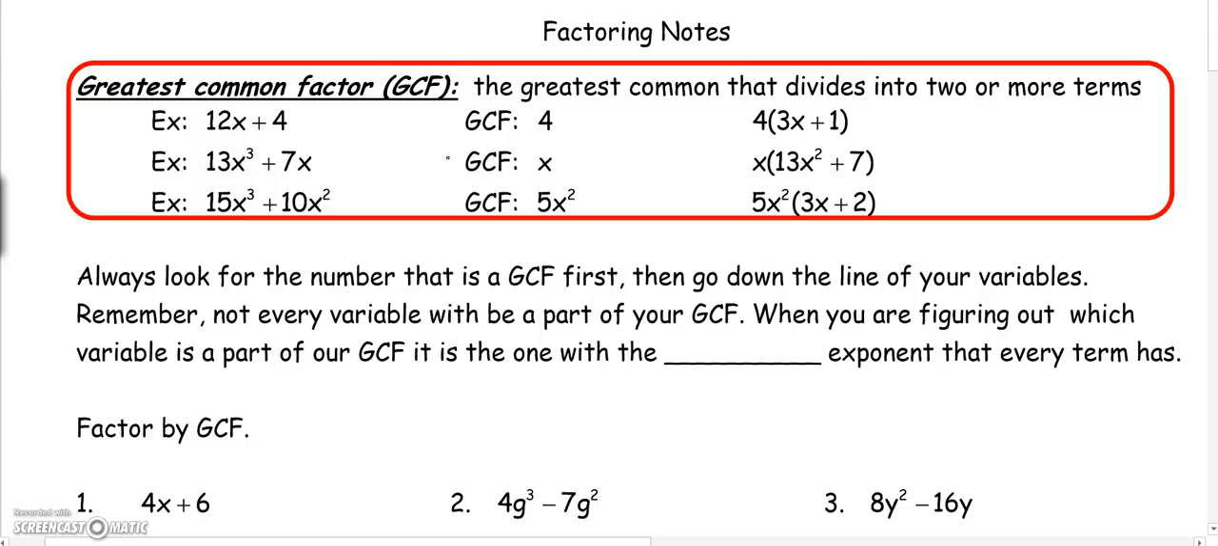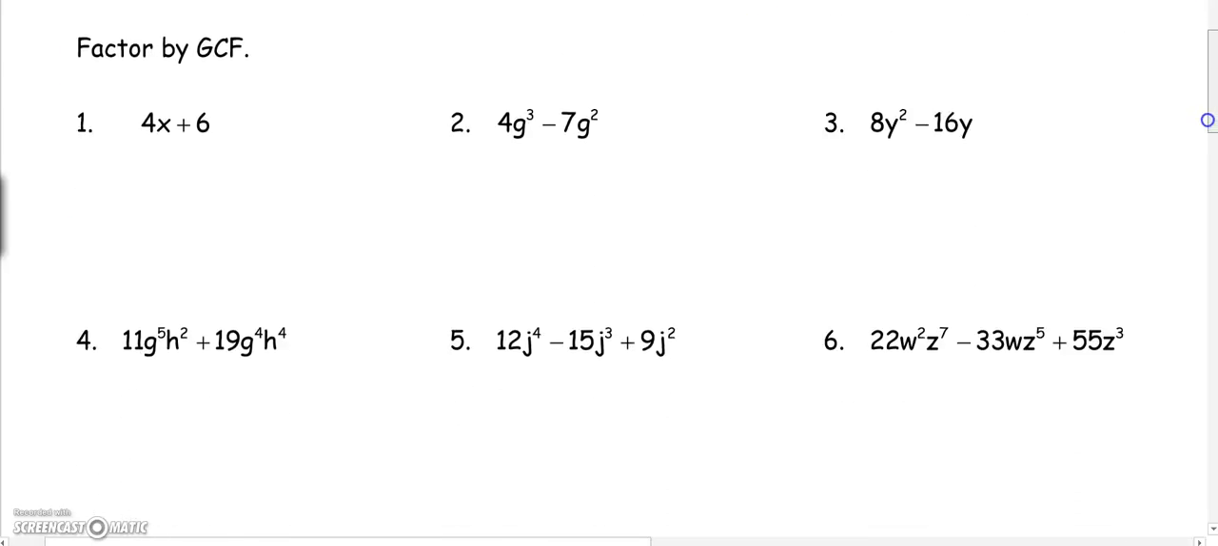Always look for the number that is the GCF first, then go down the line for your variables. Remember, not every variable will be a part of your GCF. When you're figuring out which variable is a part of the GCF, it is the one with the lowest exponent that every term has. So if every term doesn't have a variable, then a variable is not included in the GCF. So if we see here, there's no variable with the 4, so it's not included in our GCF. So let's look at some examples.